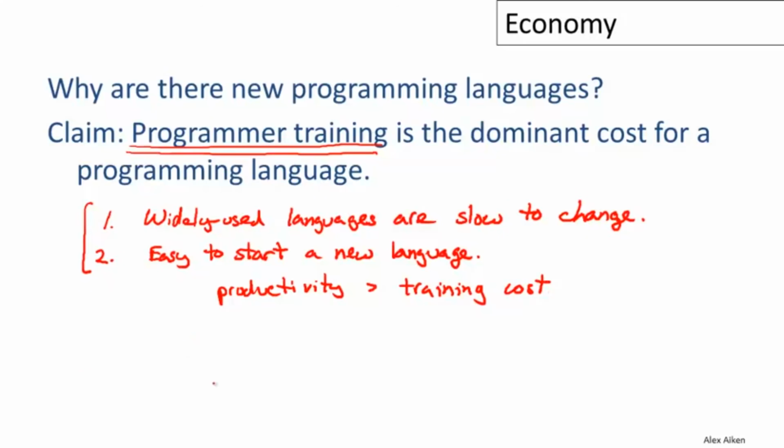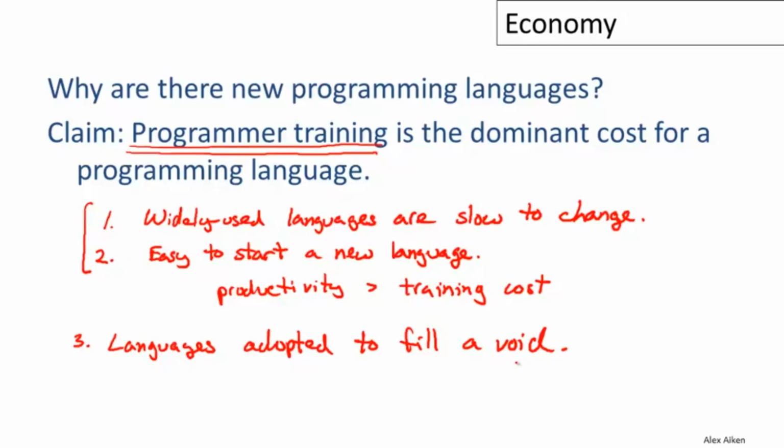Well, putting this all together, languages are most likely to be adopted to fill a void. And again, this is a prediction that follows from the fact that programmer training is the main cost. What do I mean by this? Well, what I mean is that programming languages exist for a purpose. I mean, people use them to get work done.